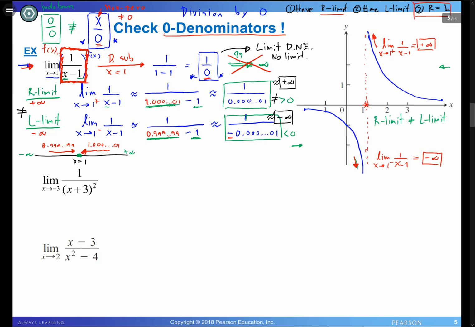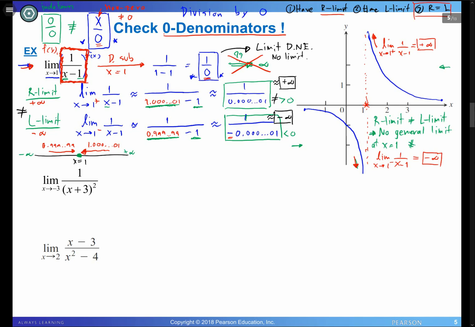Therefore, we may conclude that there is no general limit at this point. Therefore, no general, or you can say overall, limit at this point at x equal to 1 for this function in this example. And that is the answer. No limit here. Limit does not exist.